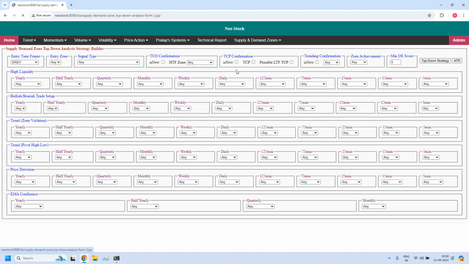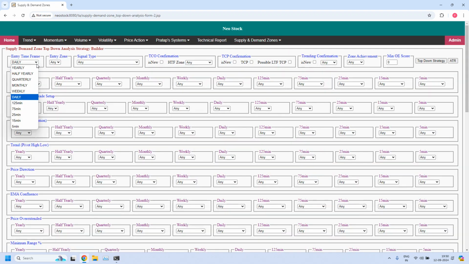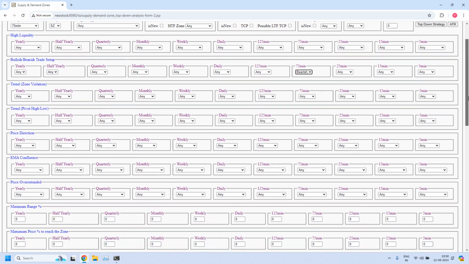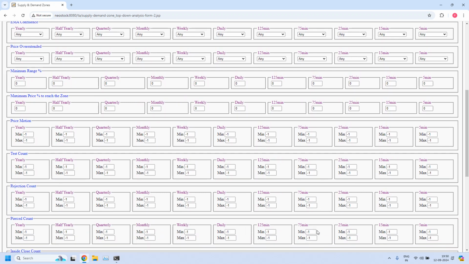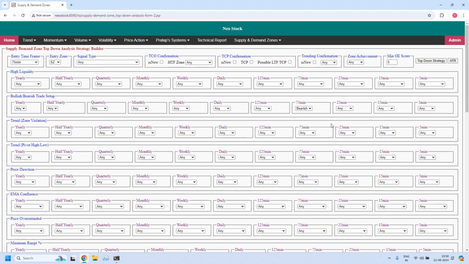Okay, next let us look for bearish trade setup for weekly income trade. Entry time frame is 75 minutes. Entry zone is supply zone. In bullish or bearish trade setup at 75 minutes, I am selecting bearish. The 75-minute supply zone should not be pierced. So in the pierced count in 75 minutes time frame, I am setting minimum value 0, maximum value 0. And zone achievement violated opposing zone.